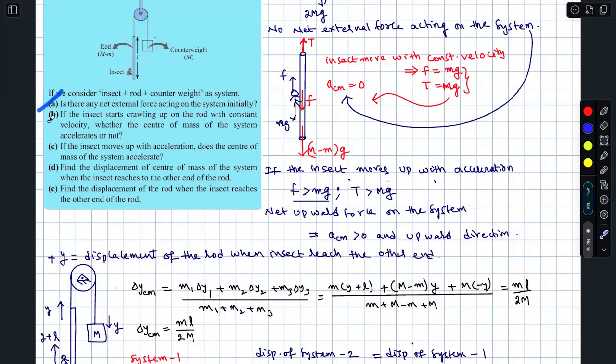So A convinced, B convinced, C convinced. Any doubts, boys and girls? Sure. Next. Record this.